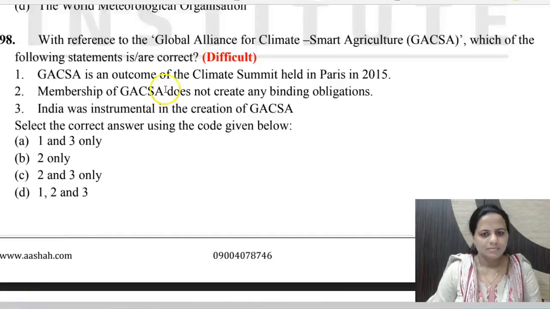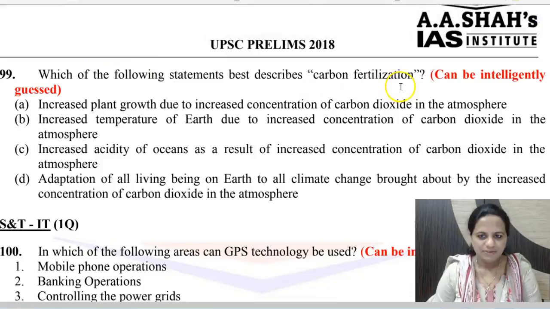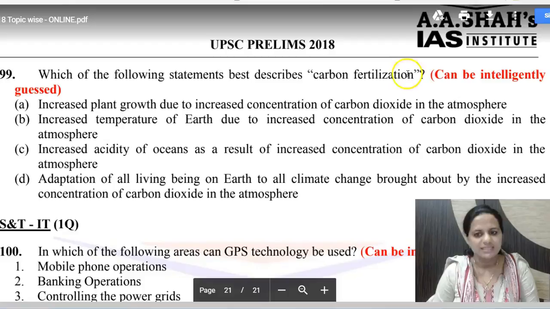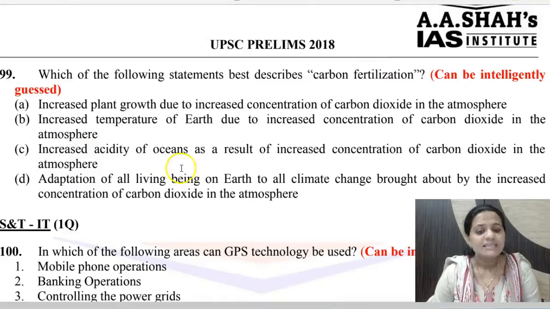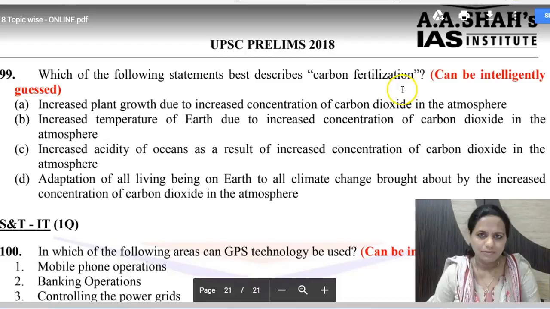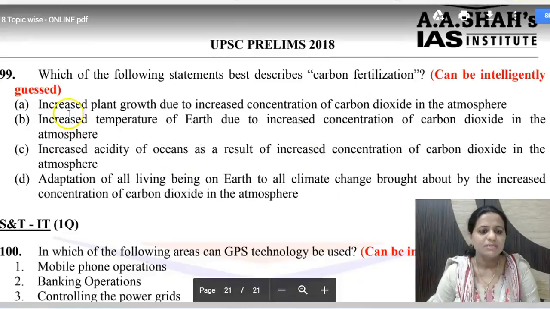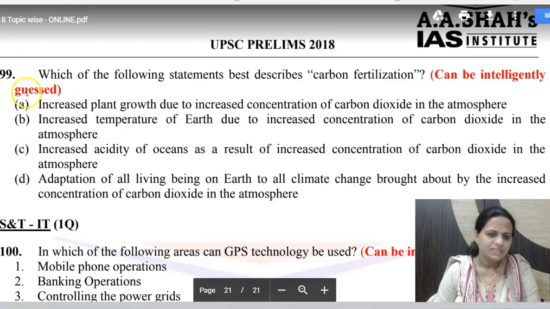Then the 99th question is, which of the following statements best describes carbon fertilization? A, increased plant growth due to increased concentration of carbon dioxide in the atmosphere. B says increased temperature of earth due to increased concentration of carbon dioxide in the atmosphere. Of course this happens, but that has nothing to do with fertilization. So B is not the correct statement. C, increased acidity of oceans due to increased concentration of carbon dioxide. This also occurs, but has nothing to do with carbon fertilization. D is adaptation of all living beings to all climate change brought about by increased concentration of carbon dioxide. Now, adaptation to all climate change is quite difficult, and this is not about carbon fertilization, it is about increased plant growth due to increased concentration of carbon dioxide in the atmosphere. So an intelligent guesswork can also help you pick option A as the correct option for 99.